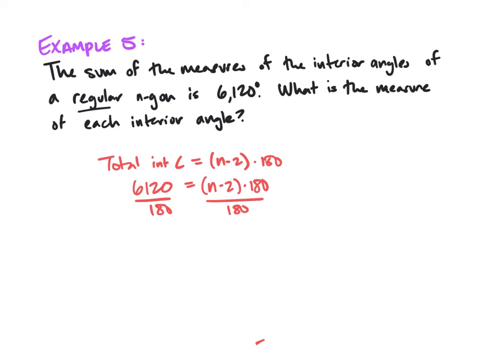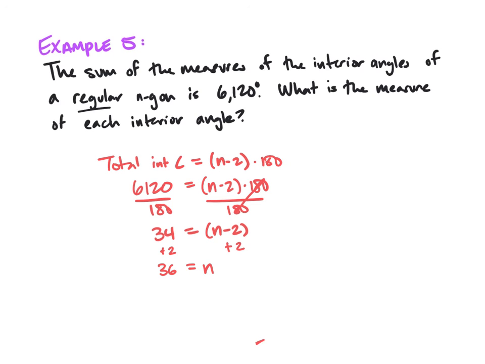Now 6,120 divided by 180 is going to give me 34. So 34 is the number of sides minus 2, right? Because I just canceled out the 180 from that side. So now that means if I add 2 to both sides, the number of sides in my shape is 36. So I have a 36-sided shape.